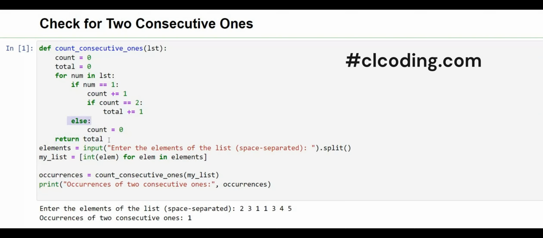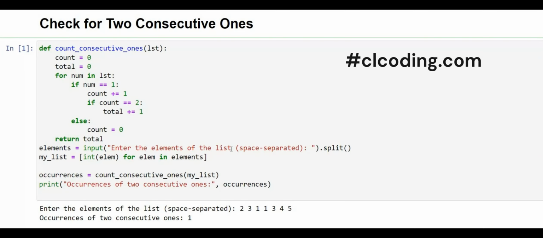If the else part is performing, then the total will be 0. As you can see here, we have initialized the value total equal to 0. And if the if part is performing, then the total will be as per the calculation of how many times two consecutive ones have occurred.